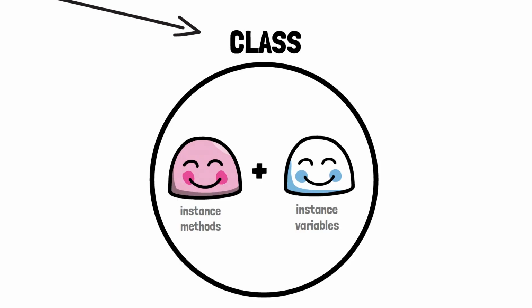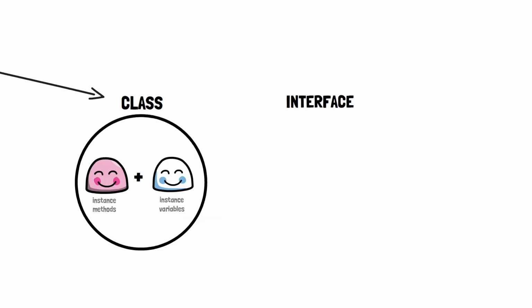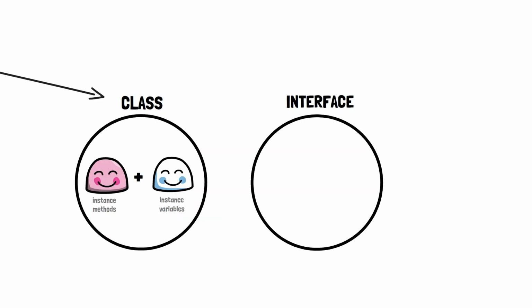In the previous video, we established that a class contains a set of instance methods and instance variables. These respectively are our behaviors and characteristics. It may come as an initial surprise that an interface is just behaviors or just methods. In fact, it's actually a little bit less than that. It's only a collection of method signatures without any implementation at all.